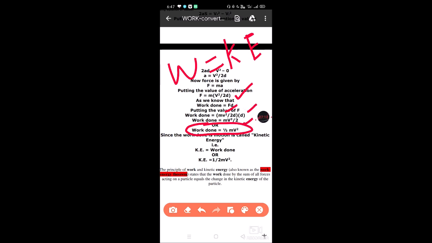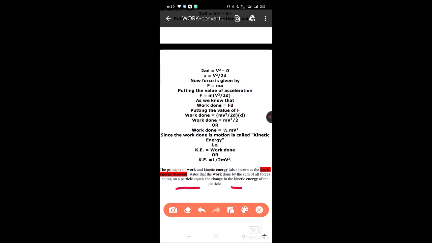So we have derived an expression for kinetic energy, that is kinetic energy of the object is equivalent to half mv square. For deriving this expression we have used the work energy theorem, that is the work done on the object is converted into kinetic energy. The work energy theorem states that the work done by the sum of all forces acting on a particle is equal to the change in kinetic energy of the particle.